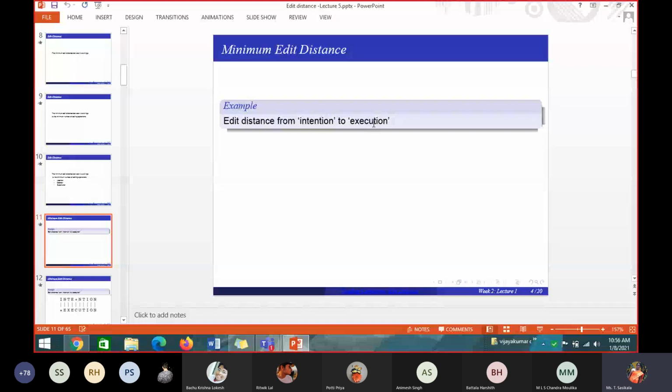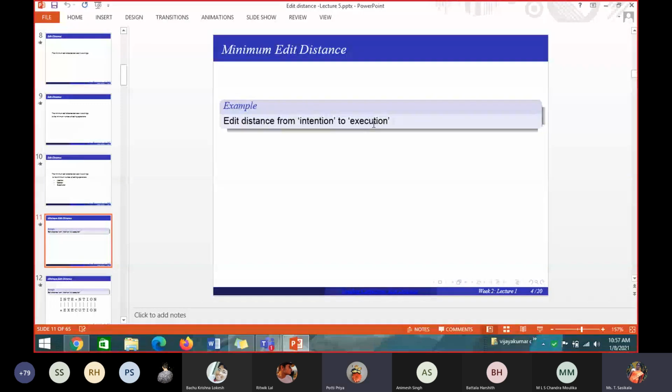What are the three operations I have to apply here? Insertion, deletion, and substitution. Very good. I have to apply these three operations to convert the string intention to execution. How many insertions do I have to apply? How many delete operations? How many substitution operations do I have to do to convert my input string intention to the output string execution?